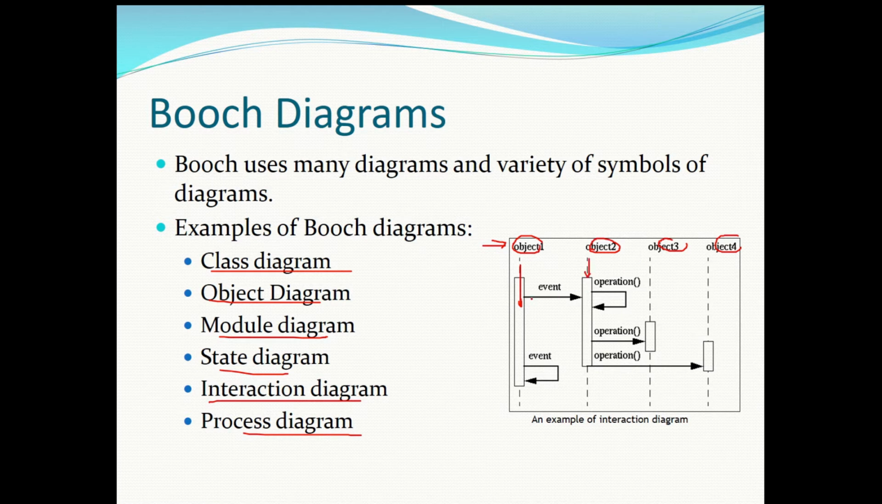And you can show the interaction between the objects by showing the messages sent between objects or the operation performed when an object interacts with the other objects. That is one sample diagram, which is called the interaction diagram. This is just a simple diagram that shows exactly the scenario and the process happening between objects inside the system.